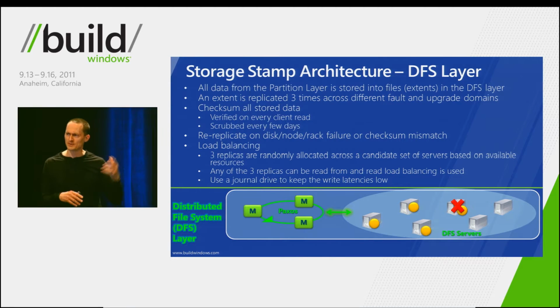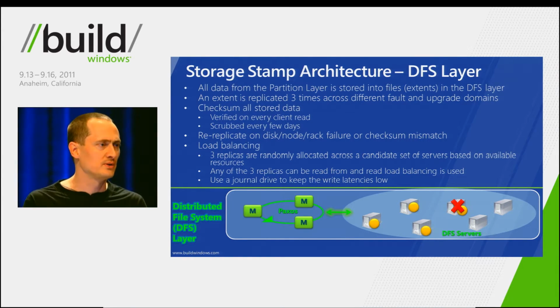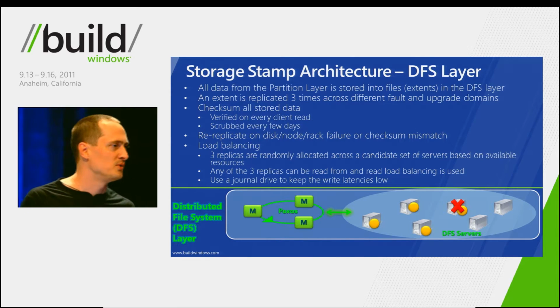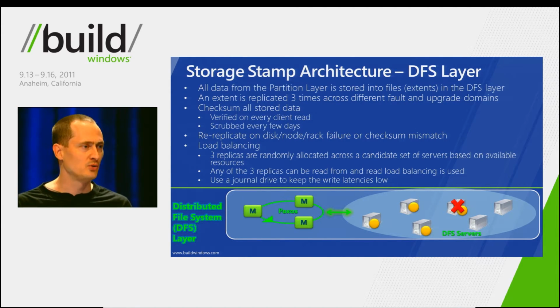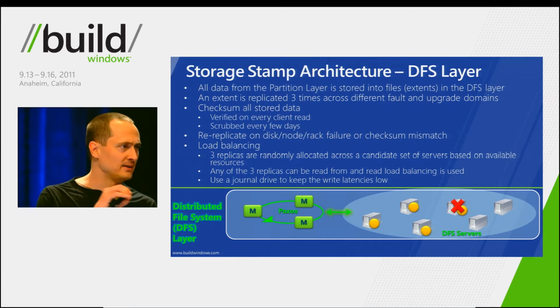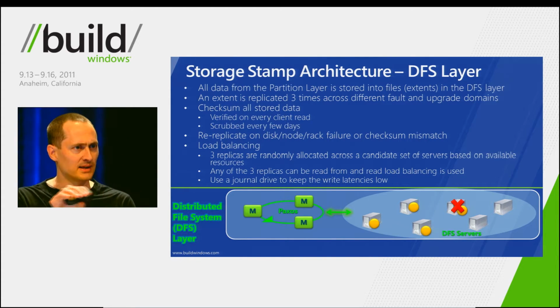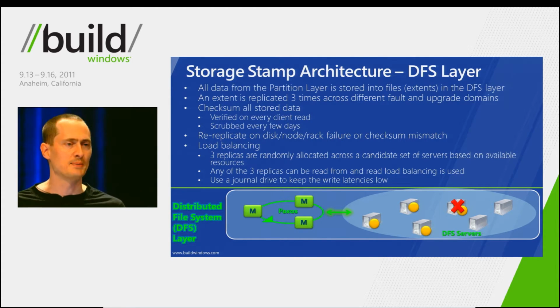And I think Mark probably talked about fault domains and upgrade domains in the prior talk. Basically, by placing those across those different domains, if a rack goes down, you still have 2 copies to read your data from and to re-replicate the data from. And the same thing if an upgrade domain, if we're upgrading a set of servers, you still have 2 copies to read your data from.